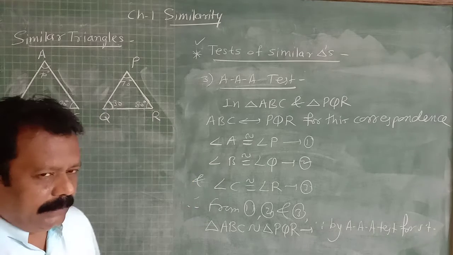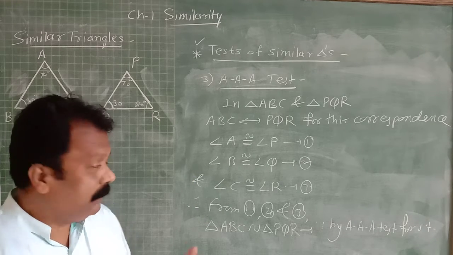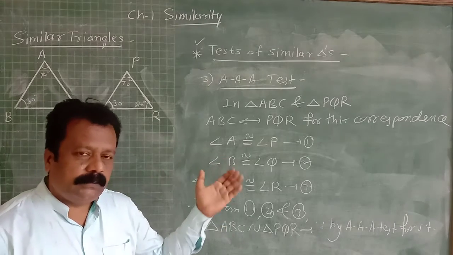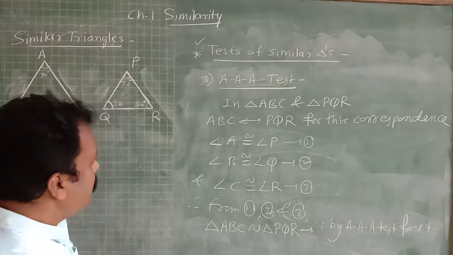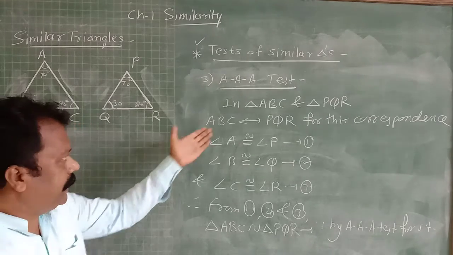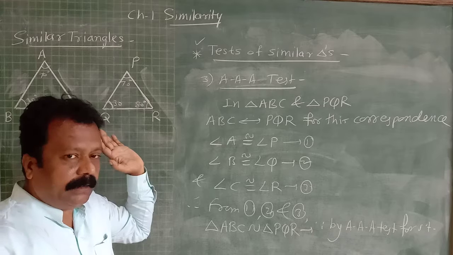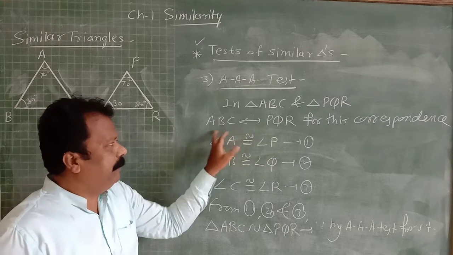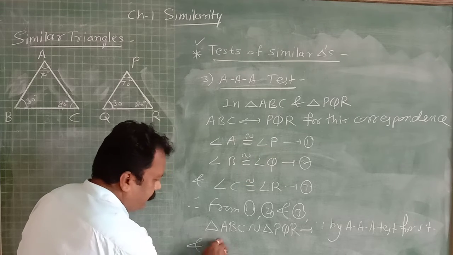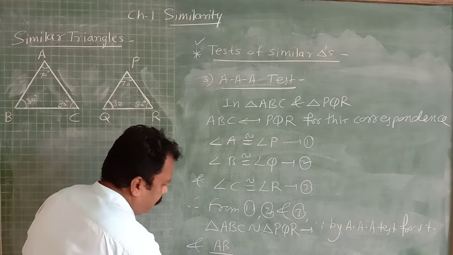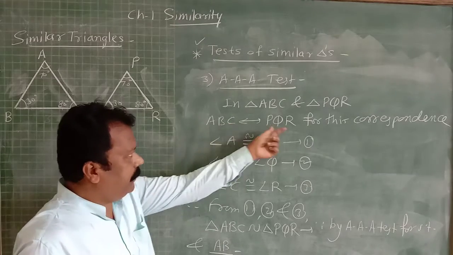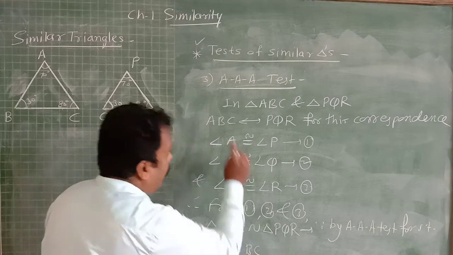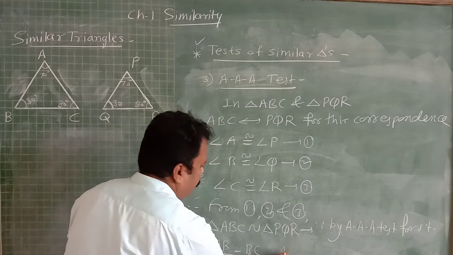Three angles we have taken, so what are the remaining parts? Sides. So corresponding sides we can show in the same proportion. Without looking at the figure, we have to take the correspondence. This is very easy. First alphabets: AB upon PQ is equal to the last alphabets, BC upon QR, and first and last, AC upon PR.